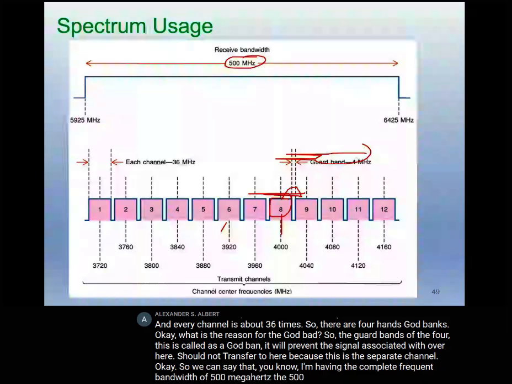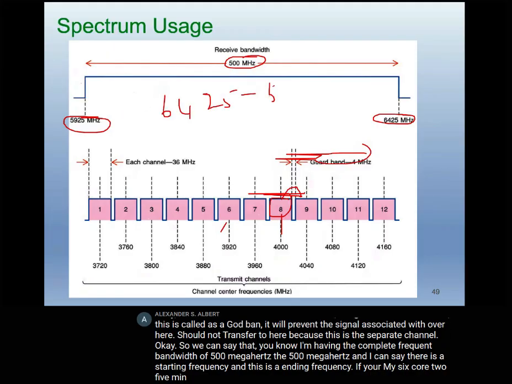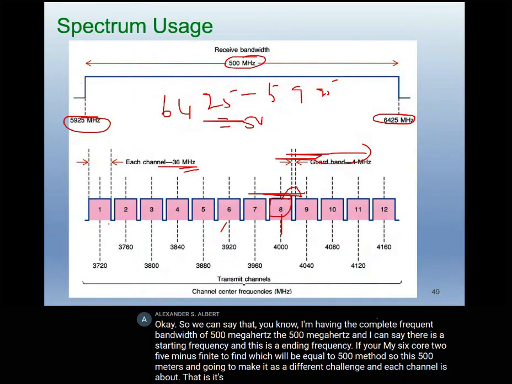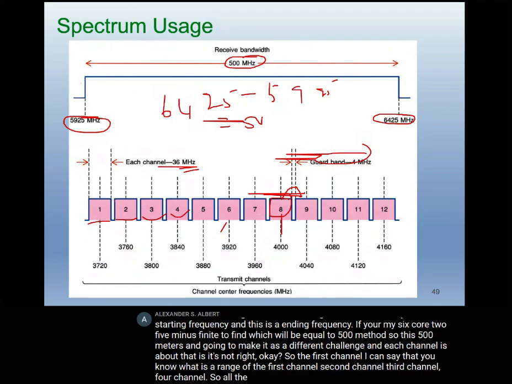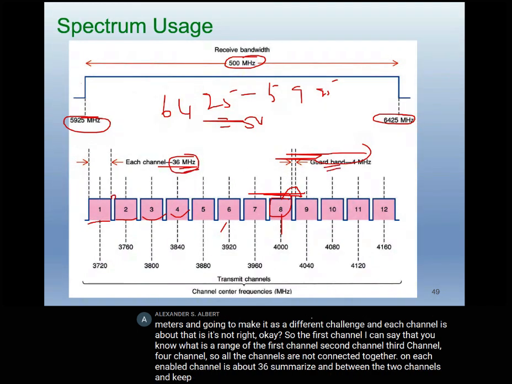So I have the complete frequency bandwidth of 500 megahertz, with a starting frequency and an ending frequency. 6425 minus 5925 equals 500 megahertz. This 500 megahertz I divide into different channels, and each channel is about 36 megahertz. The channels are not connected together, and between two channels I keep a guard band of 4 megahertz.